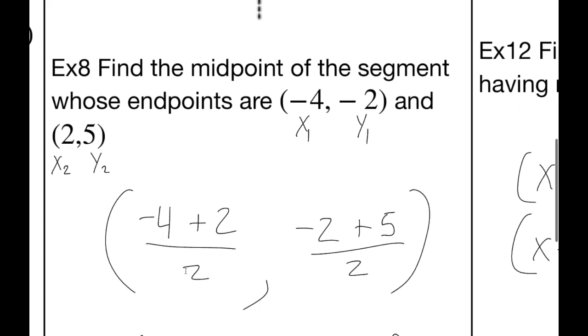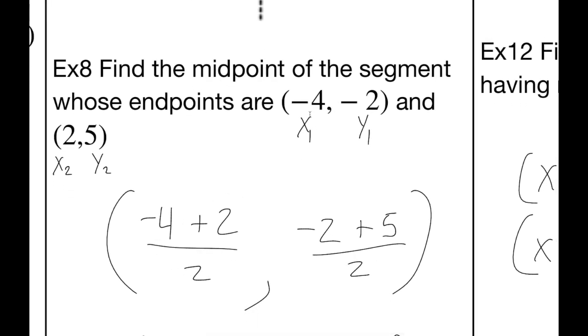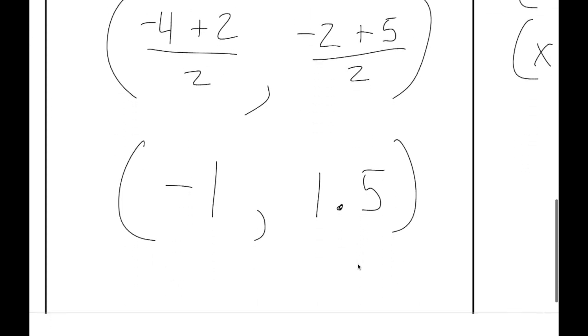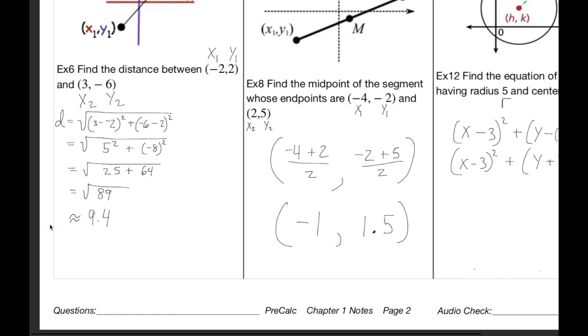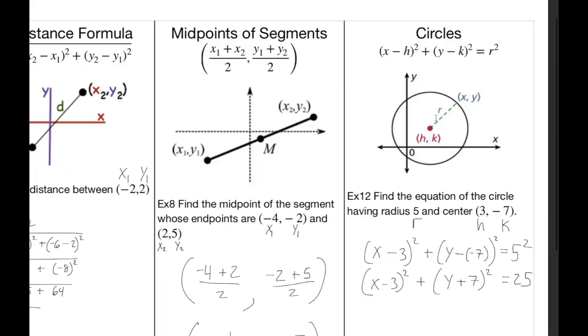Then you can find the average of the x's, x1, x2, that'd be negative 4 plus 2 over 2. Find the average of the y's, negative 2 plus 5 over 2. Simplify them down, you get negative 1 and 1.5. That would be where the midpoint is. Notice that the answer isn't a value like this over here. It's not a number, it's actually a location on a graph. It's an ordered pair. That's the value negative 1, 1.5 on a graph.